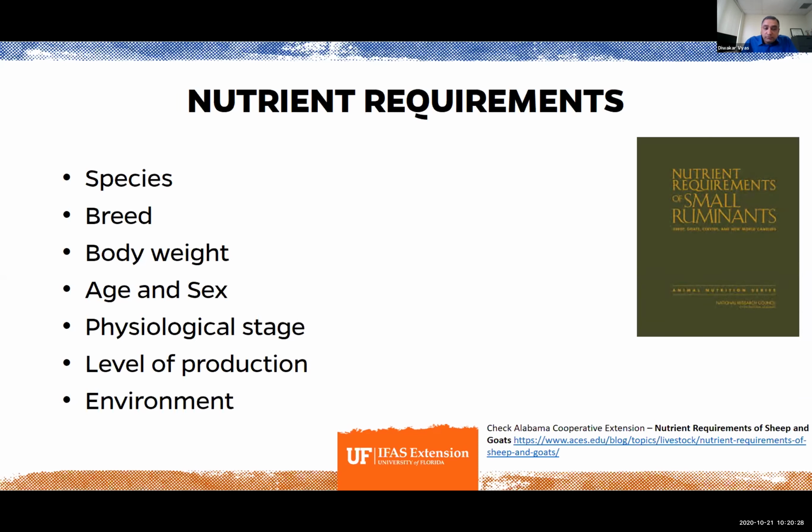The level of production matters too. If ewes are nursing 1 lamb or 2 lambs or 3 lambs, the milk production is different, and then the requirements are different. And also the environment. Here in Florida or the Southeast, heat stress can have a huge impact on the nutrient requirements. We can't say cold stress here, but if we go up north, cold stress can affect nutrient requirements as well. So in a nutshell, there are so many factors that can affect the nutrient requirements, and it is very important to consider those factors when we are looking at the nutrient requirement of an animal and balancing the diets.